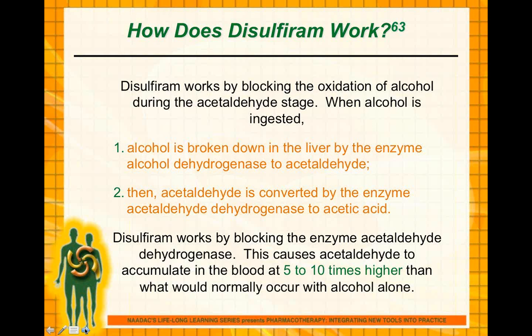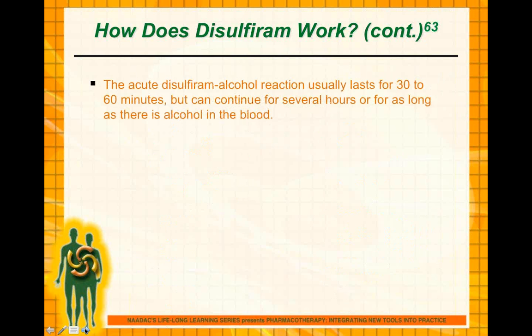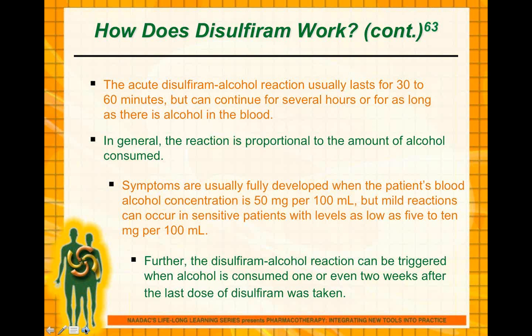And acetaldehyde is actually a poison, and so whenever it accumulates in your system, it causes what's called the disulfiram alcohol reaction. And what that looks like is throbbing in the neck and head, brief loss of consciousness, lowered blood pressure, difficulty breathing, marked uneasiness, copious vomiting, nausea, flushing, sweating, thirst, weakness, chest pain, dizziness, palpitation, hyperventilation, rapid heartbeat, blurred vision, confusion. It goes on, and as you can see from this list, it's a very uncomfortable experience. So the whole purpose is for someone to recognize that if you drink on this medication, this is going to happen. So it might occur to you, what happens if they don't take the medication?